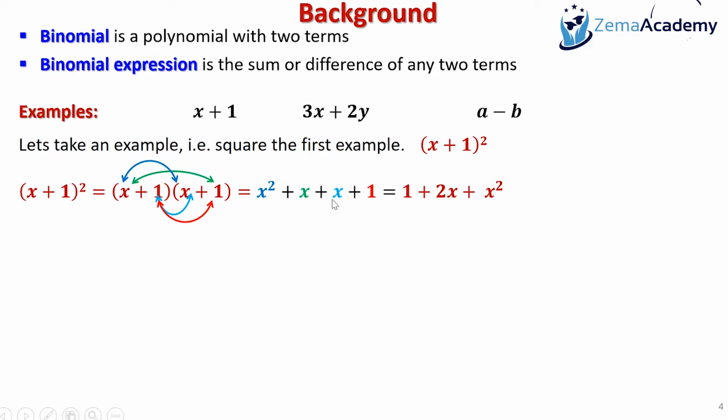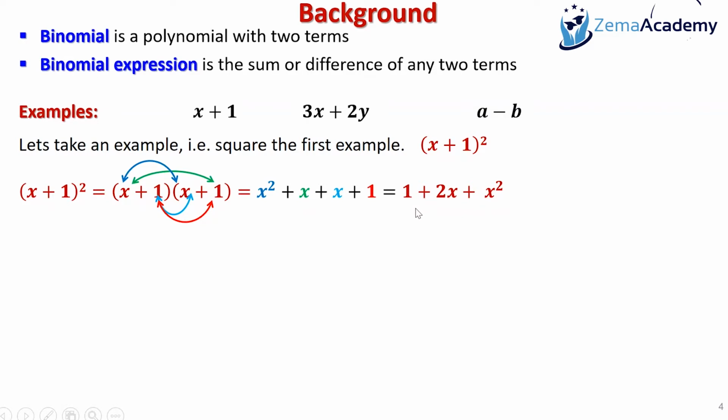Once you have done the multiplication, all you are required to do is simplify, that is, put the like terms together. Since x square is the only such term, I have written x square by itself. x plus x is 2x, so I have written 2x. And the third term is just a constant, because 1 multiplied by 1 is a constant.